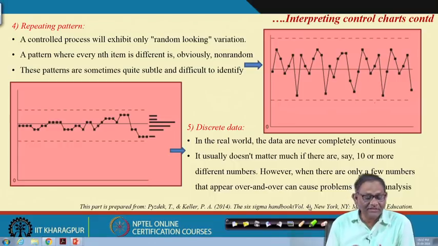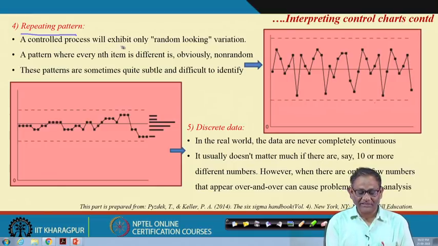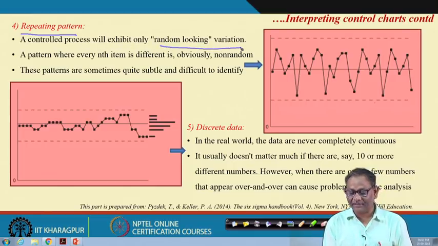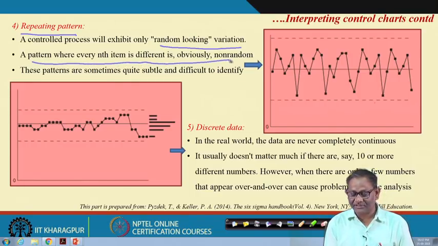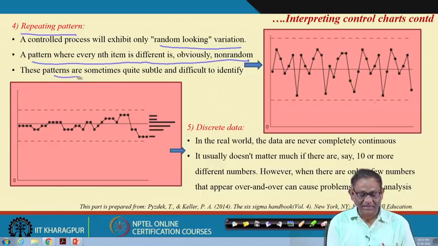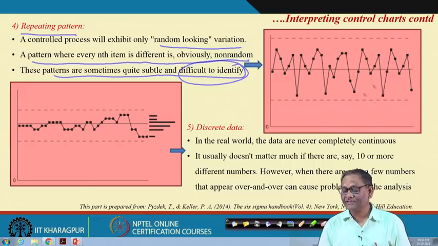Then another one is the repeating pattern. You see it is a repeating pattern here. A control process will exhibit only random looking variation. A pattern where every nth item is different is obviously non-random. These patterns are sometimes quite subtle and difficult to identify. Why it is happening is very difficult to identify, but it happens, and if it happens, it is a thing to be investigated. It is not in control.